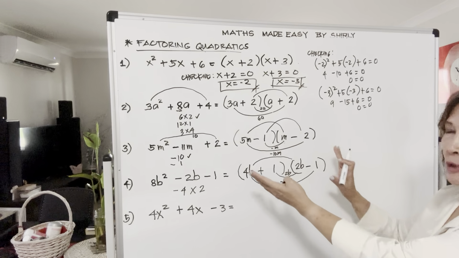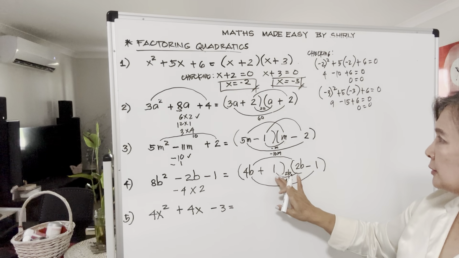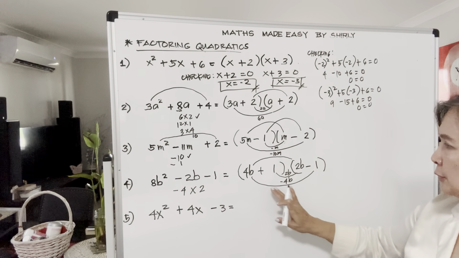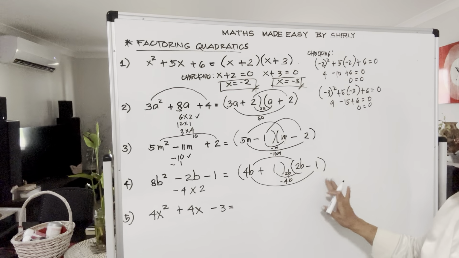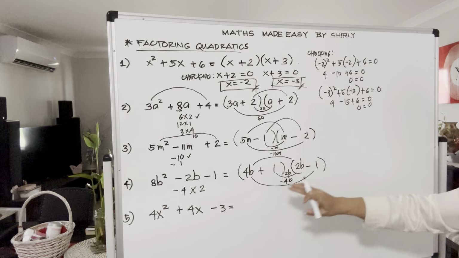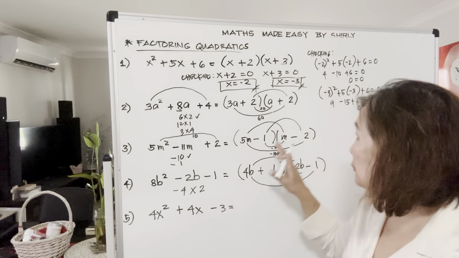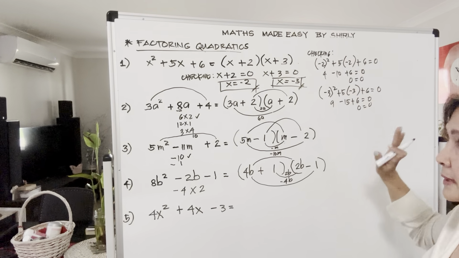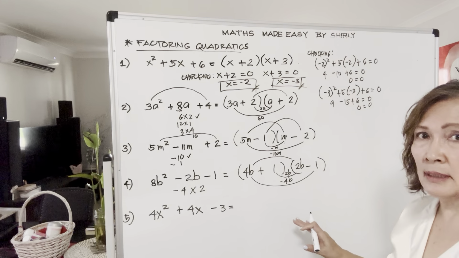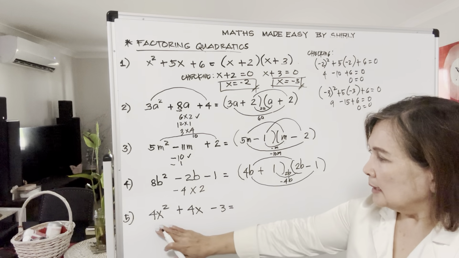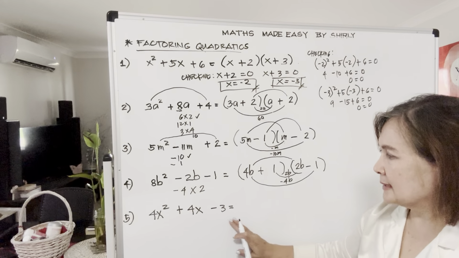And again, to check, just equate each binomial factor to 0. You will find the value of the variable b, and whatever you found in here, to further check, you just substitute it to the given original equation. If you found 0 equals 0, then therefore the values you found are correct. Next, the last problem is 4x squared positive 4x negative 3.